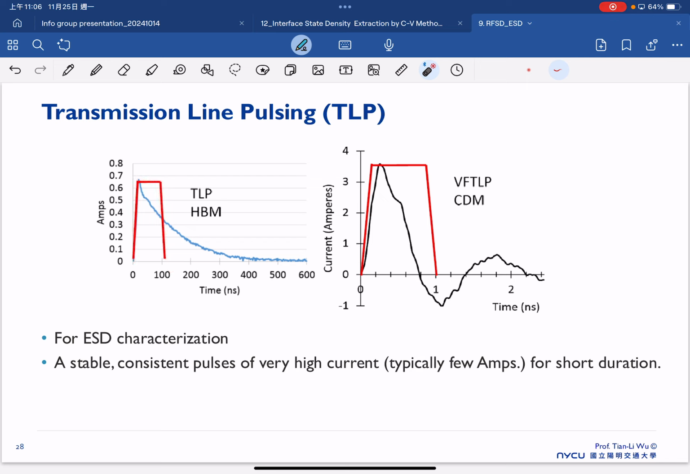And similarly, we can also use the transmission line pulsing to reproduce the degradation in the testing under the CDM model. As we already mentioned, the CDM model has a waveform something like this one, and it happens very fast, usually down to several nanoseconds. So if we can use the TLP to have a waveform like this, then we can also use this waveform to understand the CDM model ESD capability. And this VF is what we call the very fast.